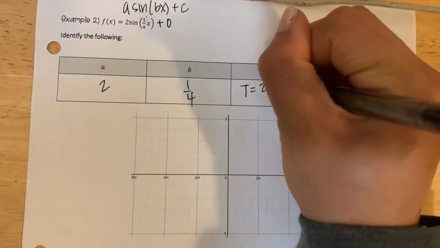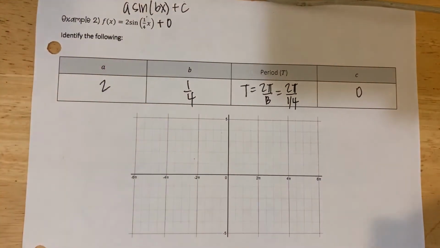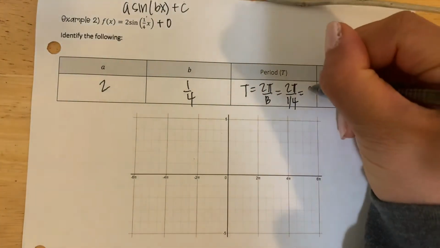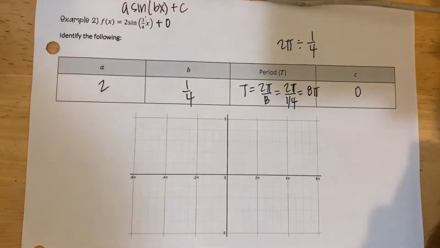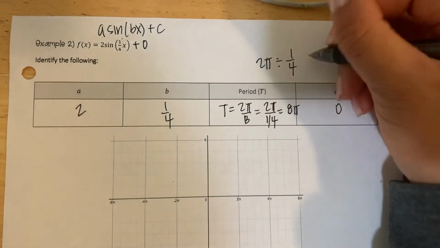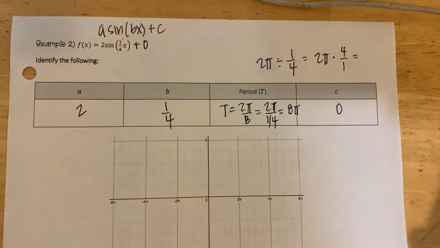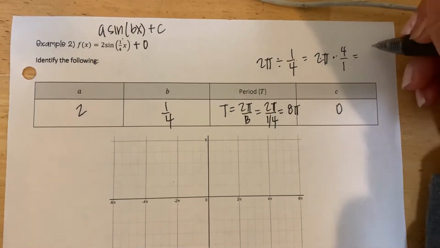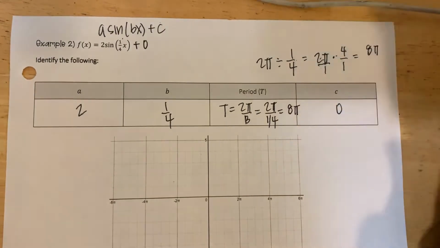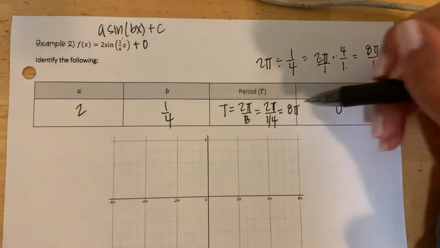Remember, period is 2 pi over b. 2 pi divided by 1/4 is 8 pi. Remember, when you divide fractions, you flip that second fraction and then change it into a multiplication sign. And then when you multiply fractions, you just multiply straight across. 2 pi times 4 is 8 pi. This is technically over 1. 1 times 1 is 1. 8 pi divided by 1 is 8 pi.